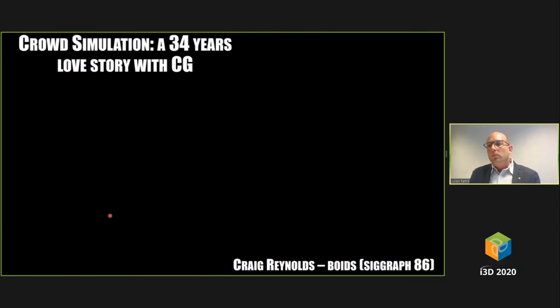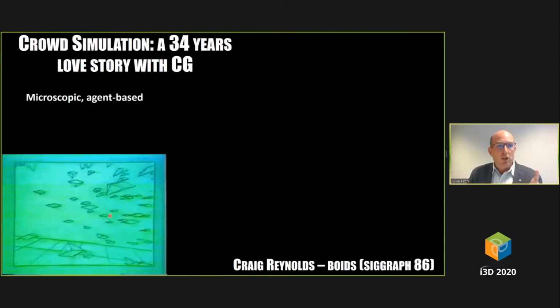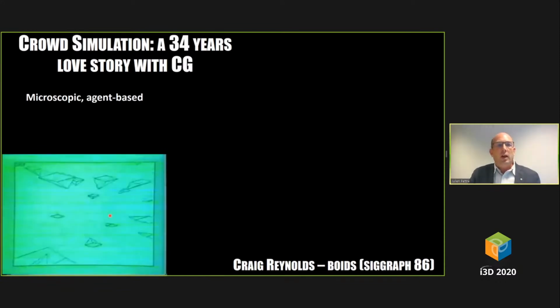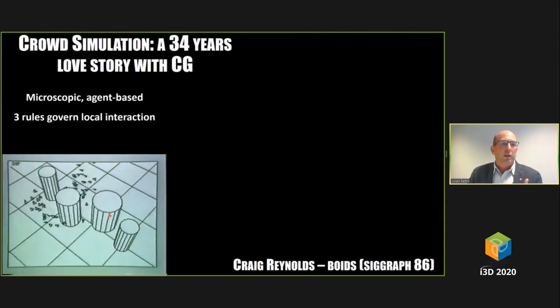But let me go back to the topic of crowd simulation, which is really about computing the motion of characters. It's a very long love story with computer graphics, and I think most of you are aware of the seminal and very inspiring work of Craig Reynolds, who introduced the boids simulation technique at SIGGRAPH in '86. Boids is interesting because it's a microscopic, agent-based simulation, and it follows the idea that crowd motion emerges from local interactions.